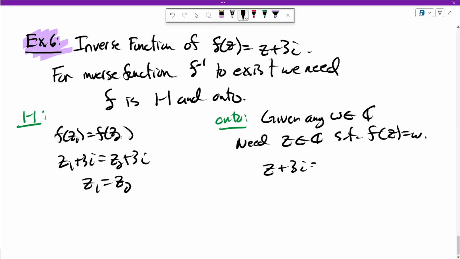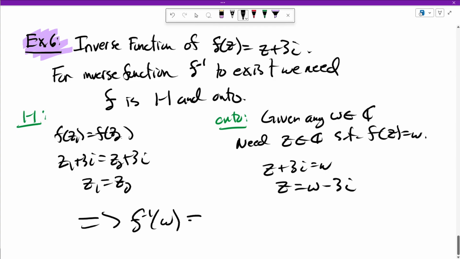So z plus 3i is w. So that tells us z is w minus 3i. And that's it. So if I have a w, how do I find the z? Well, I translate the w downwards 3. Now this also tells us what the inverse function is. I'm going to write it as a function of w. Your book doesn't do that. It writes it as a function of z. But I want to indicate that this comes from the w plane. And that's it. That's the inverse function.